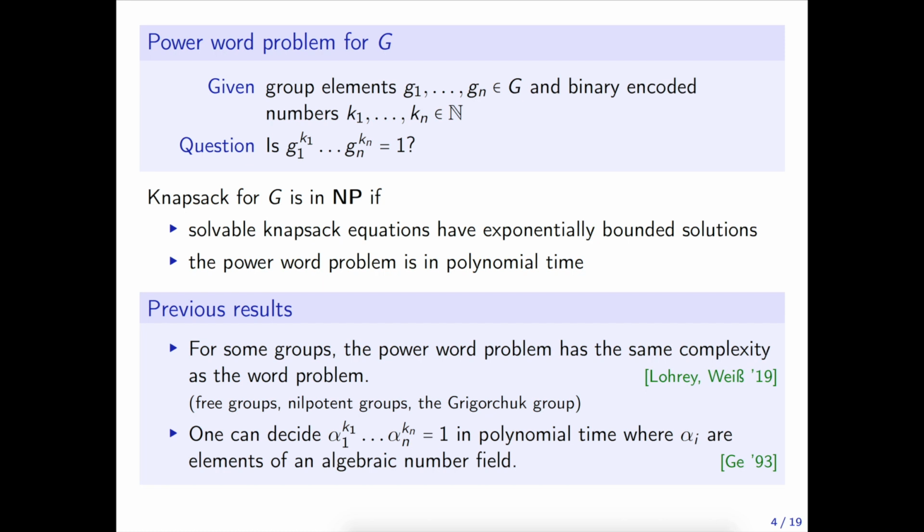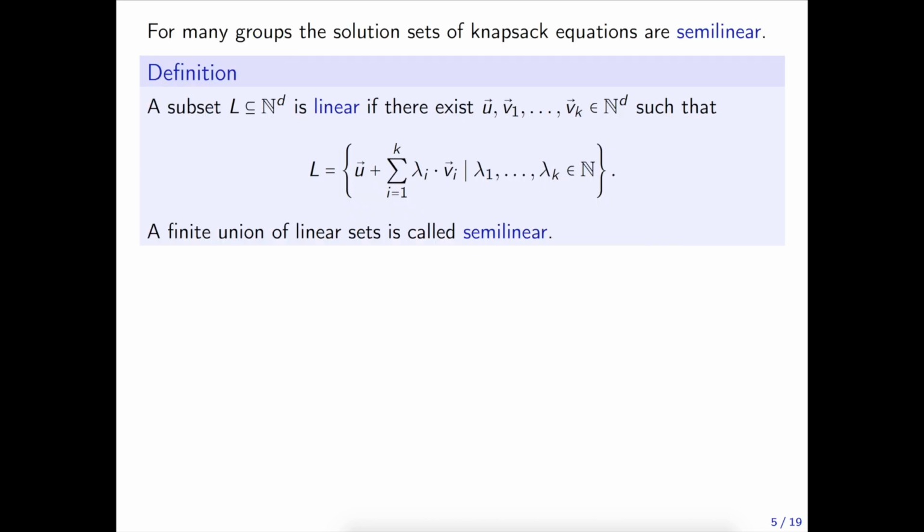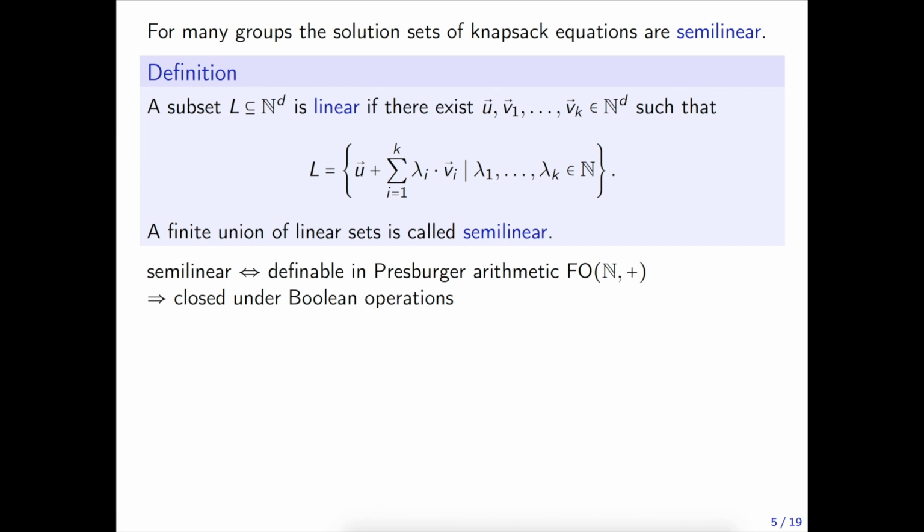Now, for many groups, the solution sets of knapsack equations are actually semilinear. Let me briefly recall the definition of semilinear sets. A subset L of N to the d is linear if there is a base vector u and finitely many period vectors vi such that L is equal to the base vector plus the span of the period vectors vi. And a set is semilinear if it is a finite union of linear sets. So semilinear sets are some kind of generalization of ultimately periodic sets into higher dimensions. Equivalently, the semilinear sets are precisely the relations definable in Presburger arithmetic, which is first-order logic over the natural numbers with addition. In particular, the semilinear sets are closed under Boolean operations, and therefore they are a very important tool in automata theory and logic.